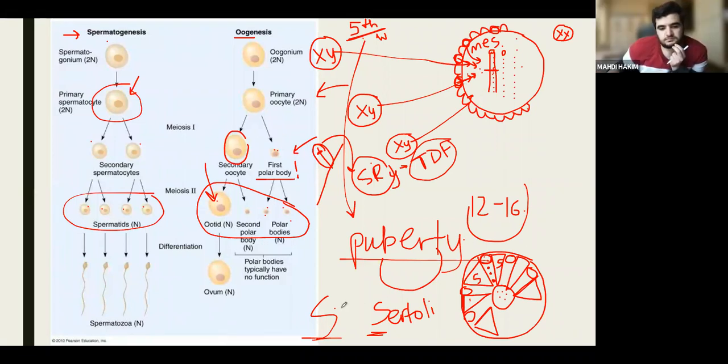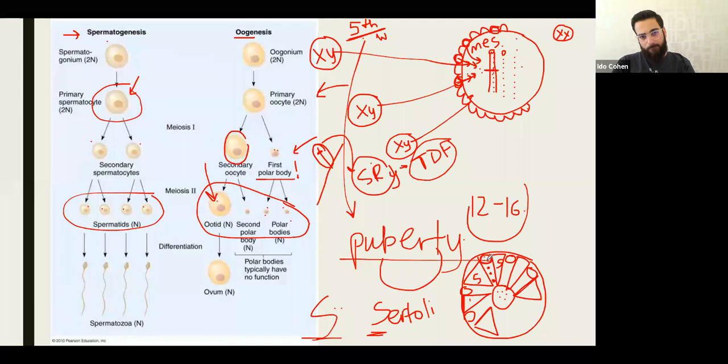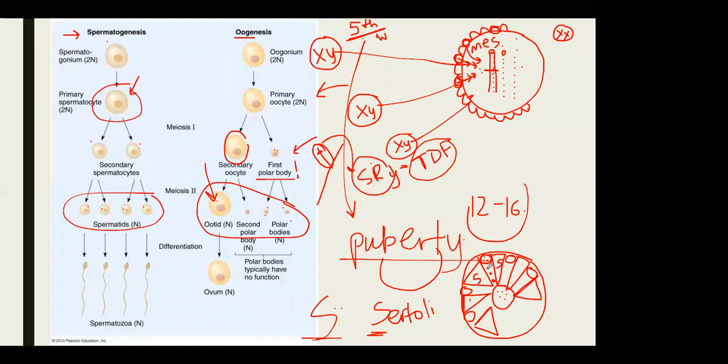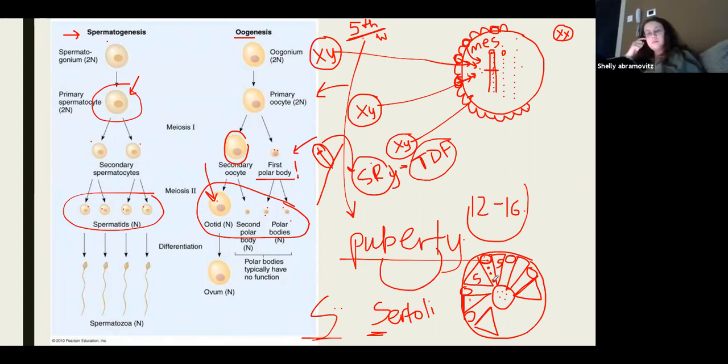Why is it called a supporting cell? Because it supports spermatogenesis. What are the stages of spermatogenesis? We start with spermatogonia, which give rise to primary spermatocyte. Primary spermatocyte gives rise to secondary spermatocyte. Secondary spermatocyte gives rise to spermatid. Does spermatid divide to become spermatozoa? No, it matures. So please remember that.